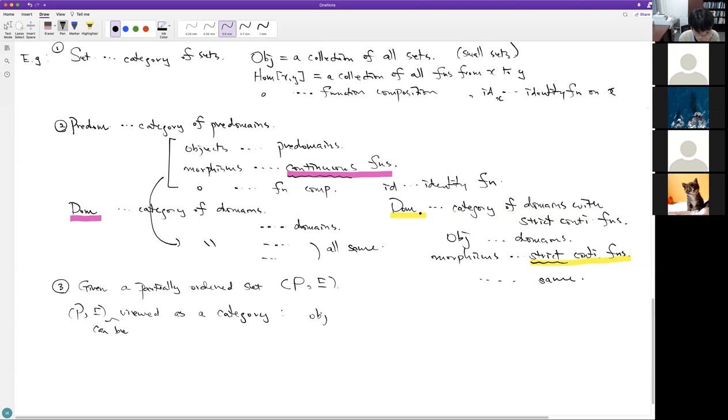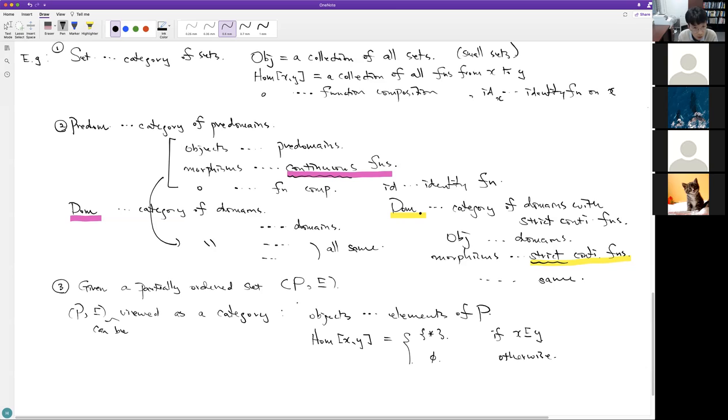In this case, objects correspond to elements of P. And then now we have to specify the morphisms, which is what's going to be Hom. To specify the morphisms going from X to Y, where X and Y are objects, elements in P, there are two cases here. If X is smaller than or equal to Y, we just say this is a singleton set, star. Otherwise, it's an empty set.